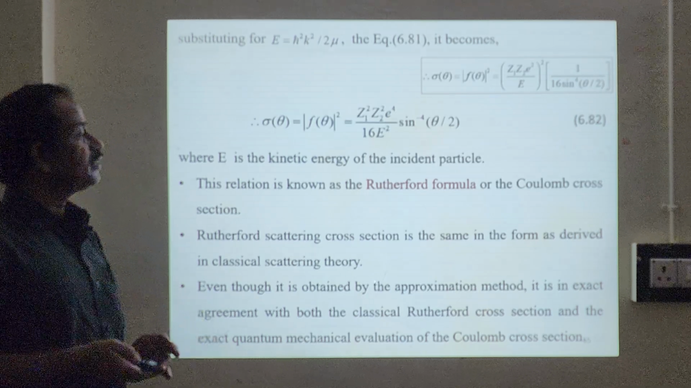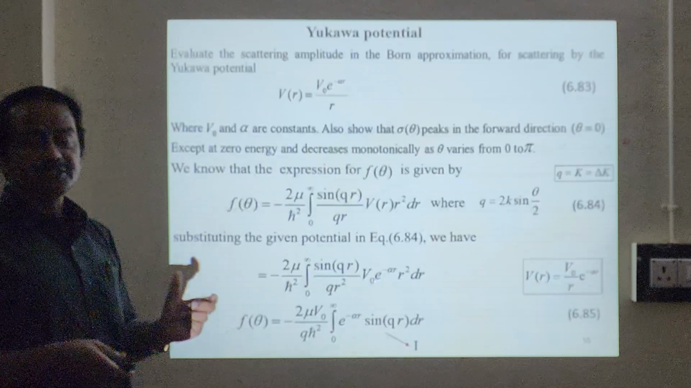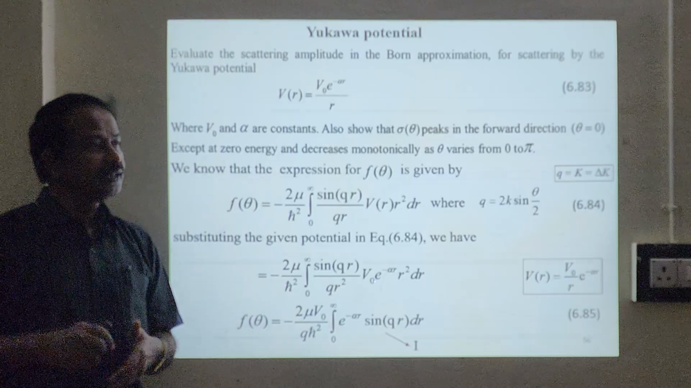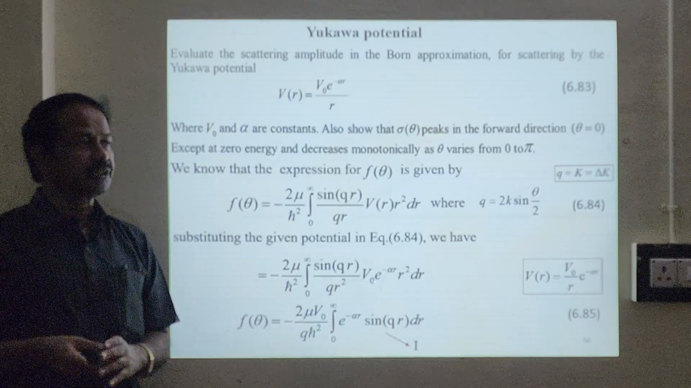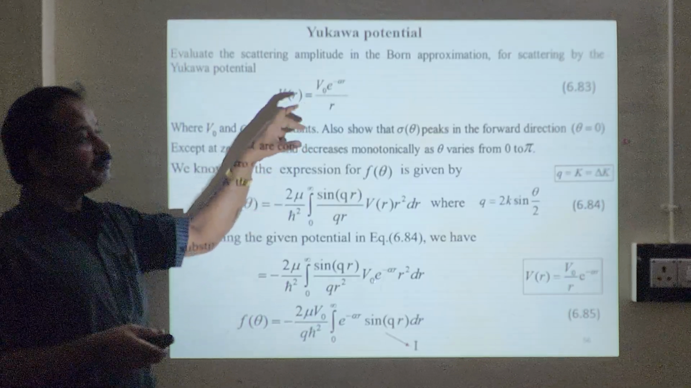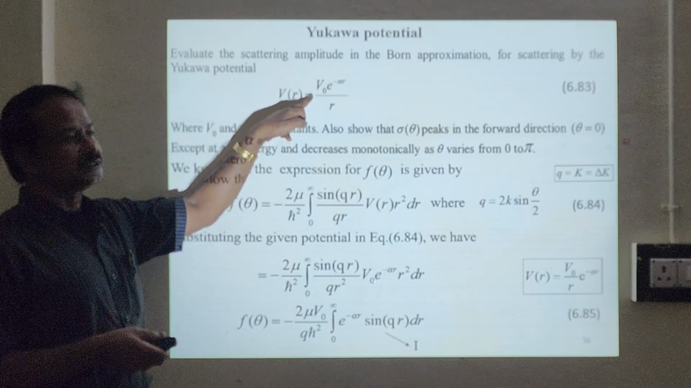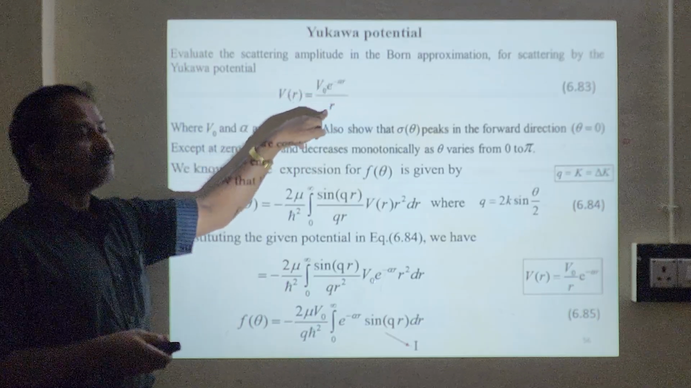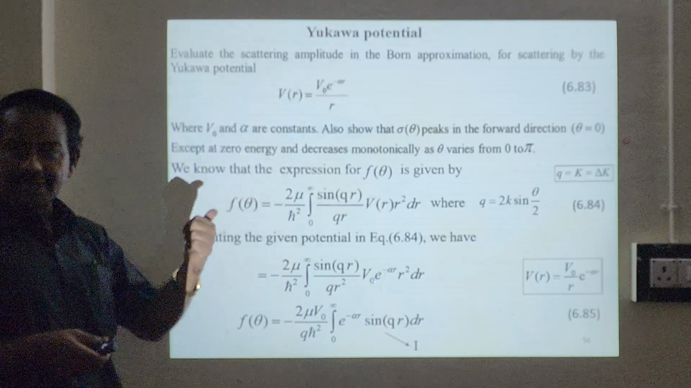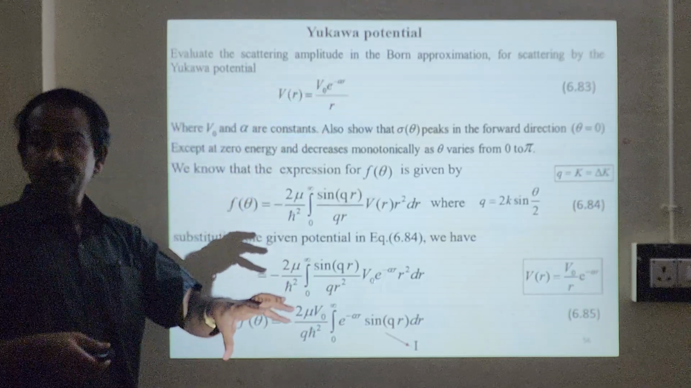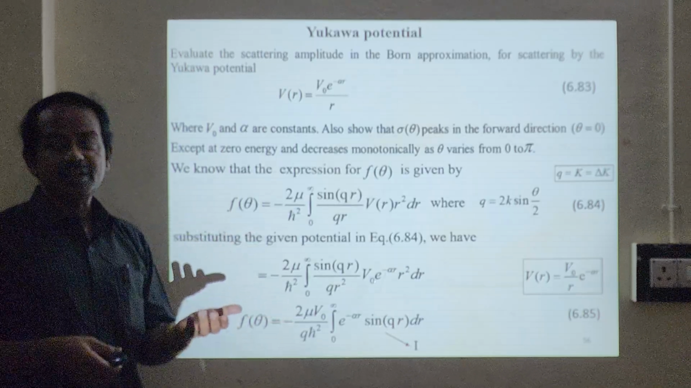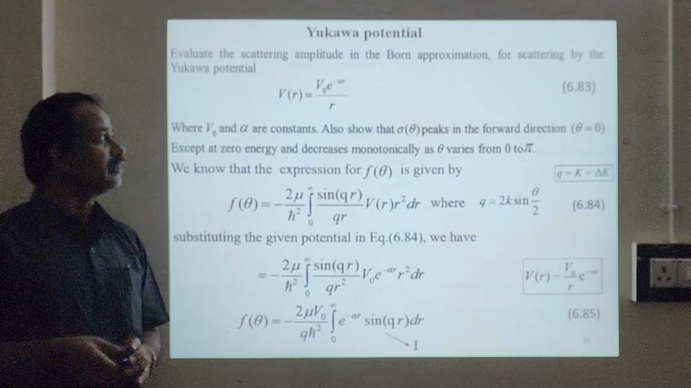Okay. So now we'll go for the second model. This is about Yukawa potential. So we discussed Coulomb potential, now we are going to go with Yukawa potential. That's different from Coulomb potential, and is given by this expression. So your V of r is given by V naught e power minus alpha r by r. So this is another potential. For different kinds of potential, we can get different kinds of scattering amplitude expression. So this is what the idea is.